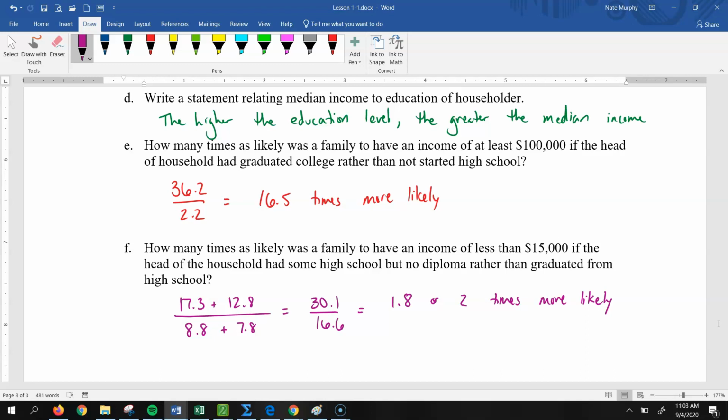And lastly, how many times more likely was a family to have an income of less than $15,000 if the head of household had some high school but no diploma rather than graduating from high school? If you add those numbers together, you had to do a little bit of math on the front end, you'd get 30.1 versus 16.6. When you divide those out, you get about 1.8, or you could even round it to about 2 times more likely. Well, how'd you do?